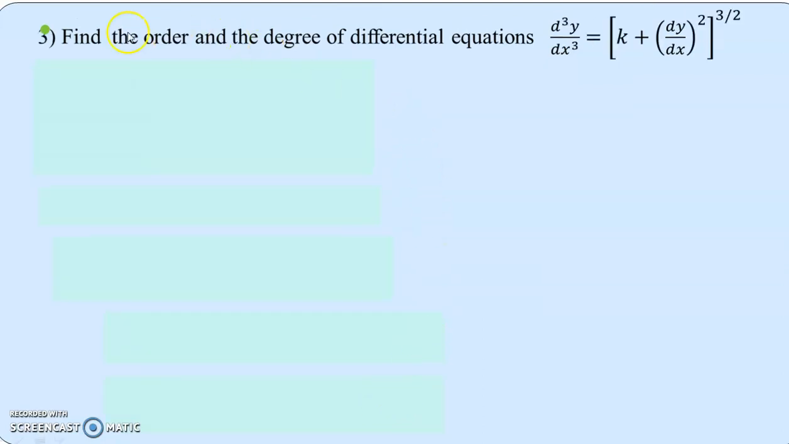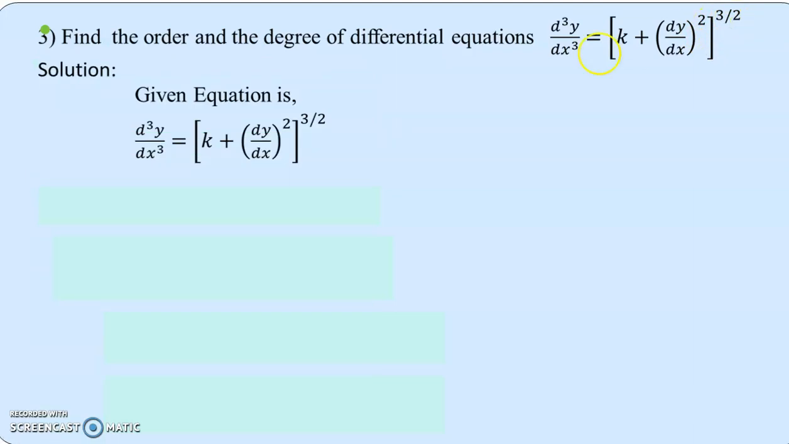Next is the third example. Find the order and degree of the differential equation d cube y upon dx cube is equal to k plus dy by dx bracket square whole bracket raised to 3 by 2. Now find the order and degree. First step, write down the given differential equation. So this is the given differential equation.